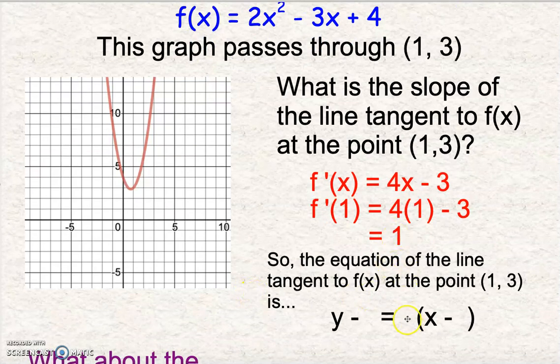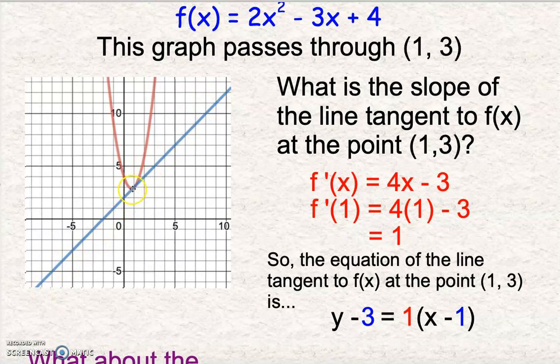And so I could write the equation of the line. The slope is 1. The point is (1, 3). And when I graph that line right there, see that slope? Up 1, right 1, up 1, right 1, up 1, right 1, slope of 1.